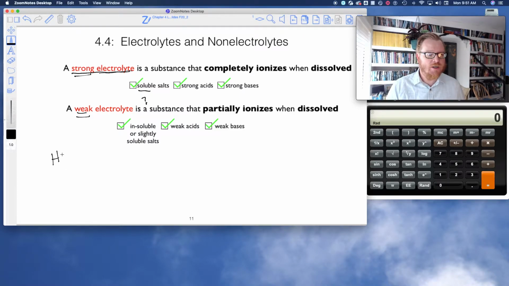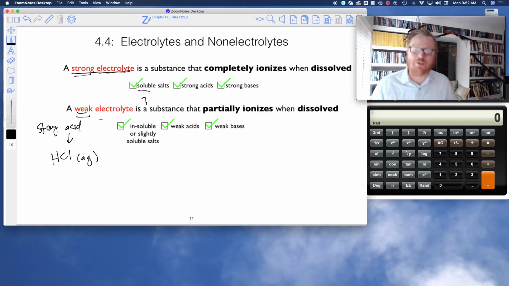So HCl is a strong acid, okay? And by saying strong acid, no, this isn't the stuff you take at Burning Man. There is a chemical definition of strong acid, okay? And that definition is that it completely ionizes when dissolved.